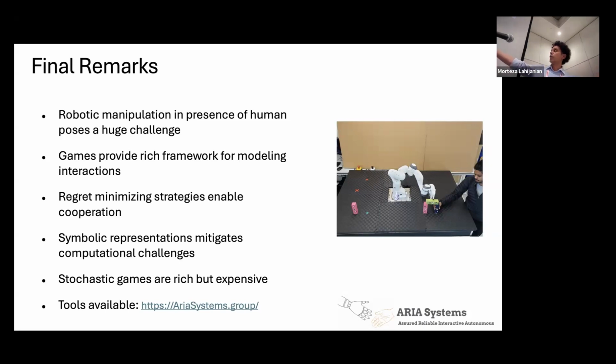And along with those, symbolic representations of these games can help with computation. Stochastic games are rich, but very expensive. And this is just the beginning of the road for us to investigate further how we can mitigate these computational bottlenecks. And lastly, but not least, all of our tools are available through our websites, all on GitHub.